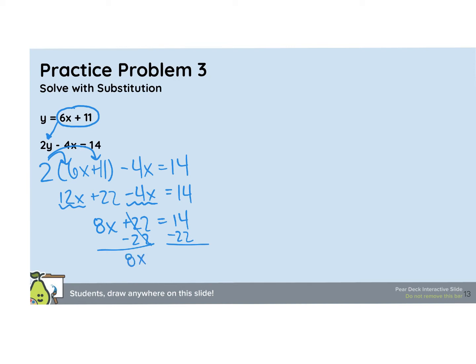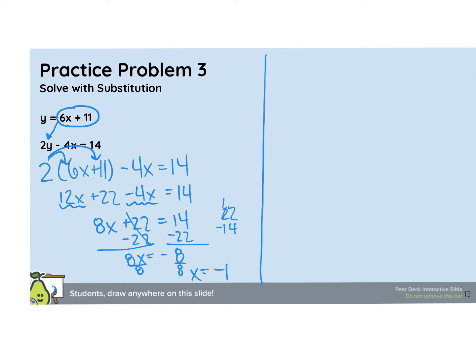So now we have 8x. This is backwards, so I need to flip it, which means my answer is going to be negative. 12 minus 4 is 8. So I have 8x equals negative 8. I'm dividing by 8. X is negative 1.